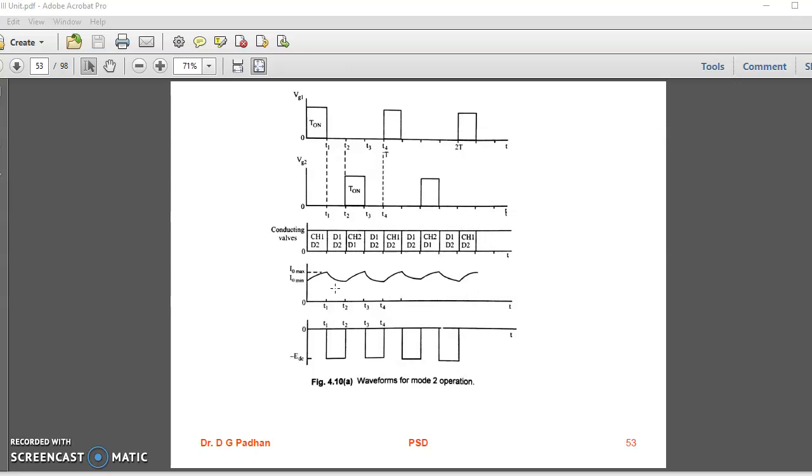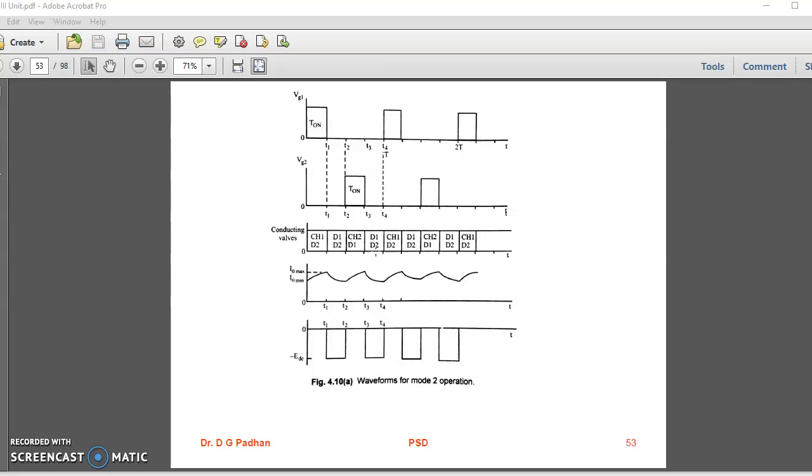Whenever D1 and D2 are conducting, at that time you can see the voltage is negative and current is positive. So the power will be negative. This is called regenerative braking. During the interval T2 to T3, chopper 2 is on.